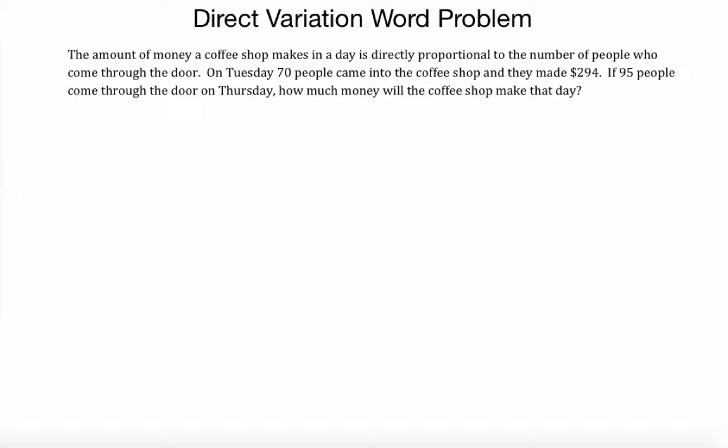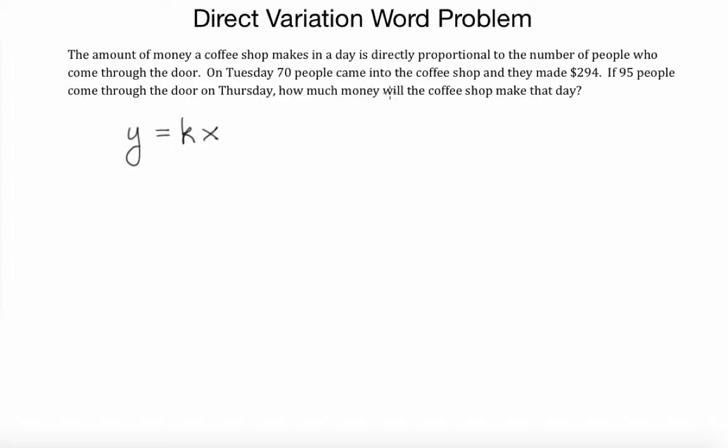Alright, so a little bit of review. A direct variation always fits this relationship. There's two variables, y and x, and y equals some constant of variation, that's my k, times x. And so it's direct variation because as x gets bigger, y gets bigger. As x gets smaller, y gets smaller. Directly relates to each other.